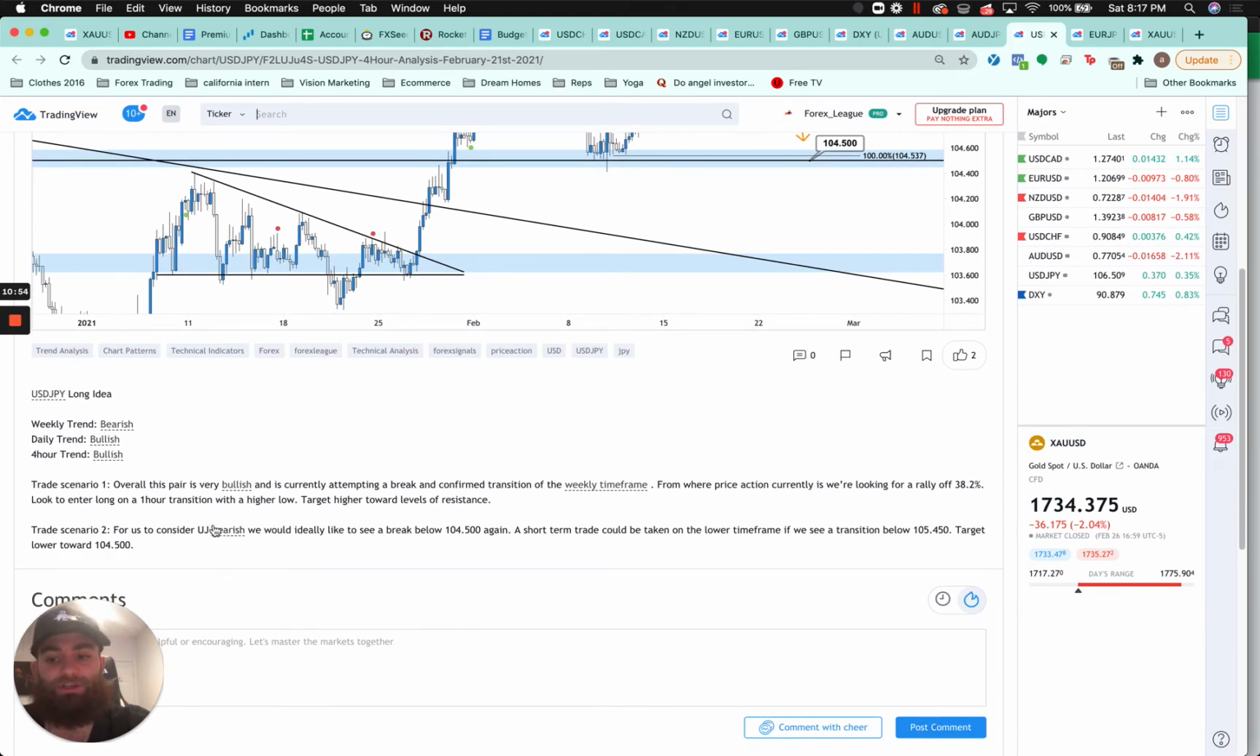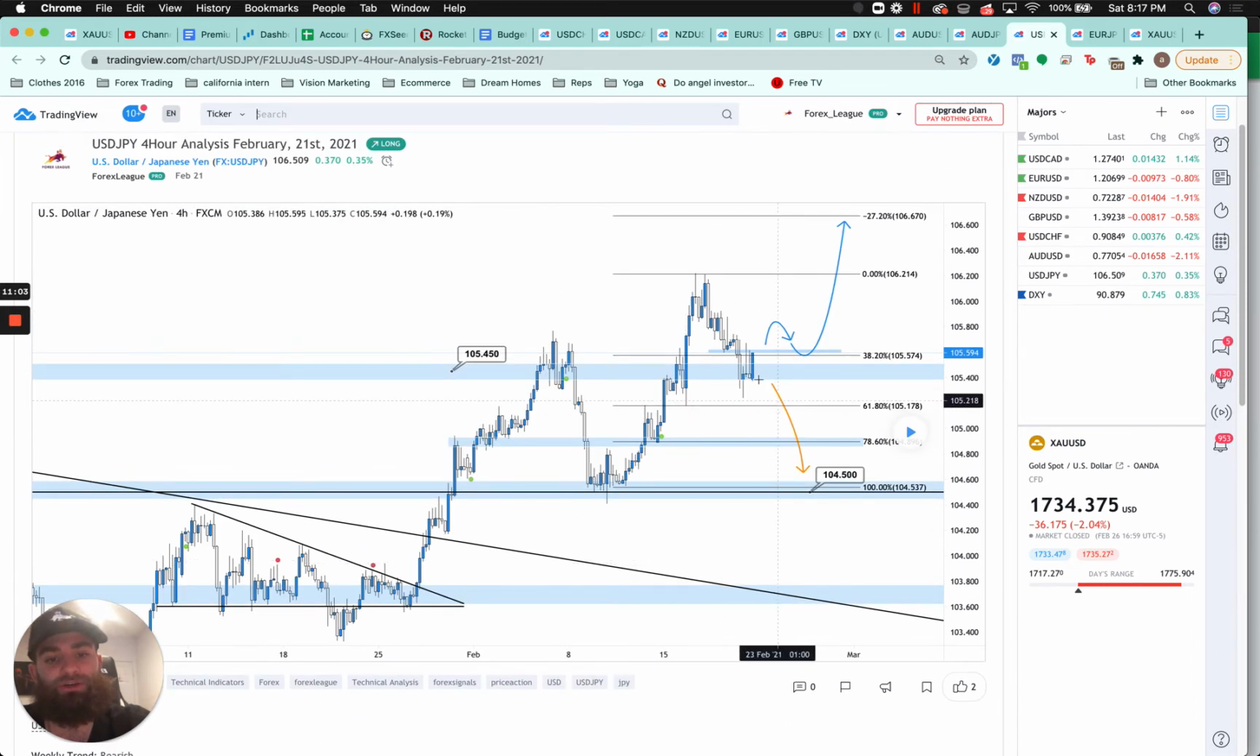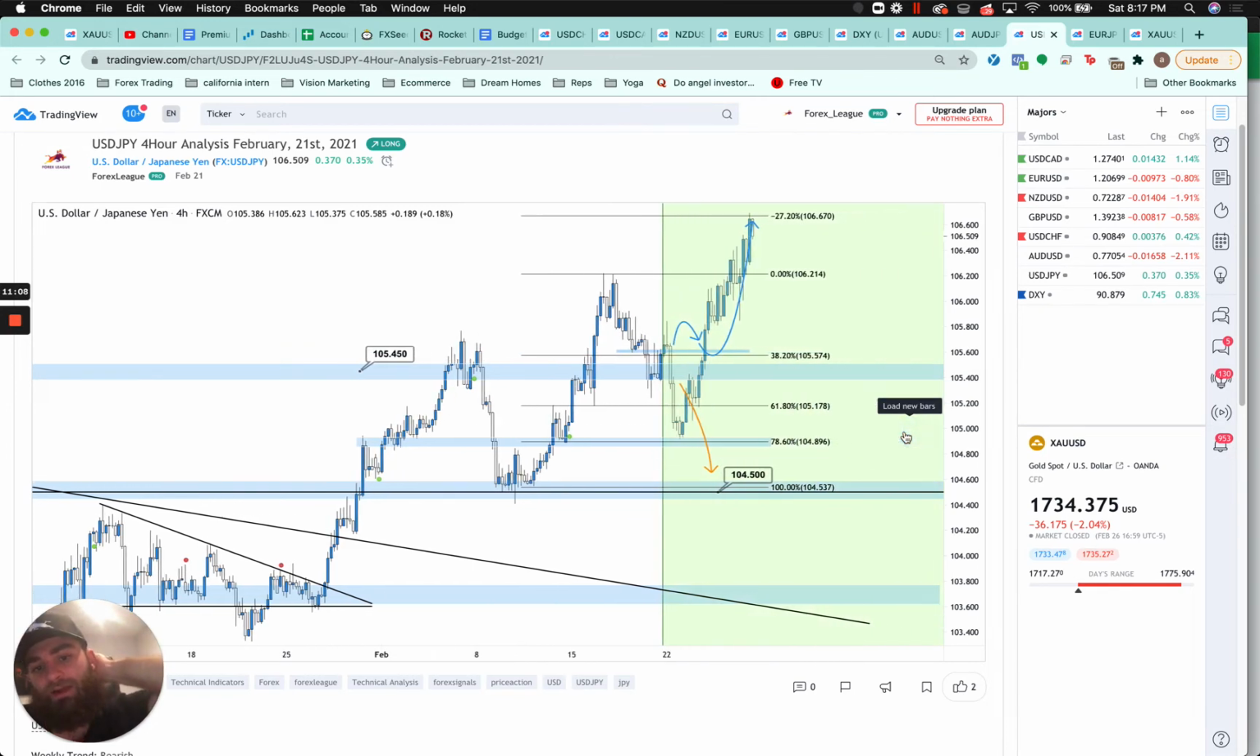For us to consider UJ bearish, we would ideally like to see a break below 104,500. A short-term trade could be taken on a lower time frame if we see a transition. So looking for the rejection here or the break and the retest higher there.